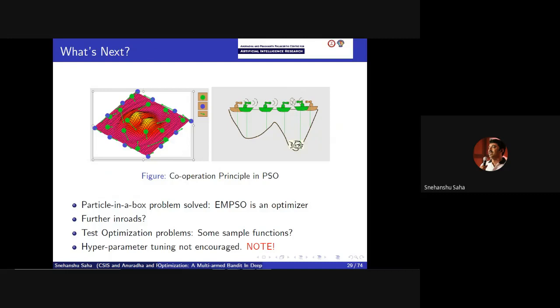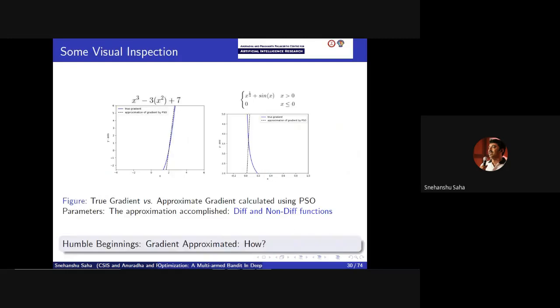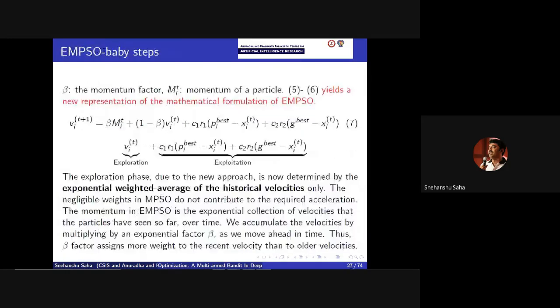That is because of two things. What you can see here are the cognitive and social factors C1 and C2. These are hyperparameters that we really don't know. In a vanilla PSO, there's a von Neumann stability analysis which can be done to figure out the optimal values of C1 and C2 so that the algorithm remains stable. So we extended the same analysis.